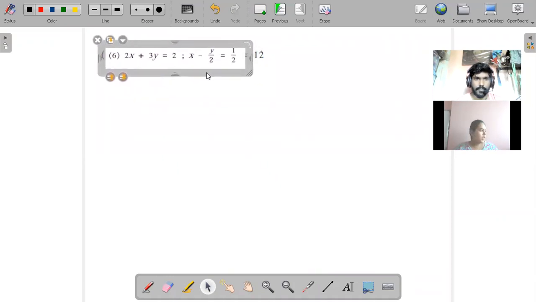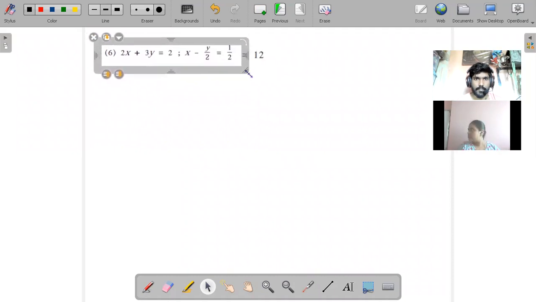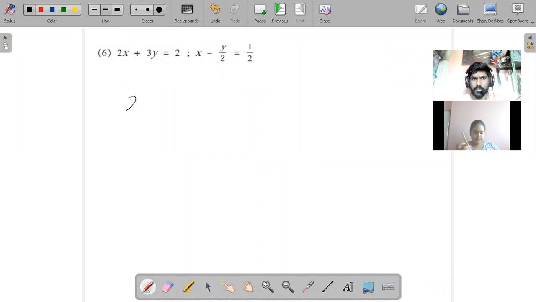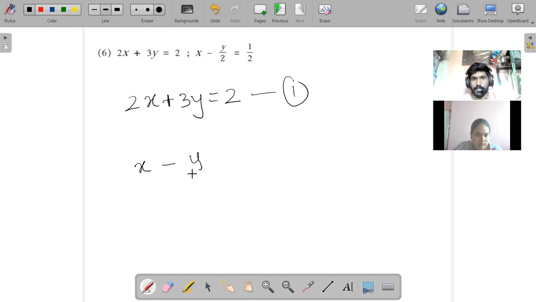The sixth one, the first equation, there is no problem. First equation is 2x plus 3y is equal to 2. So this has no problem. But you look at the second equation. You have x minus y upon 2 is equal to 1 upon 2.